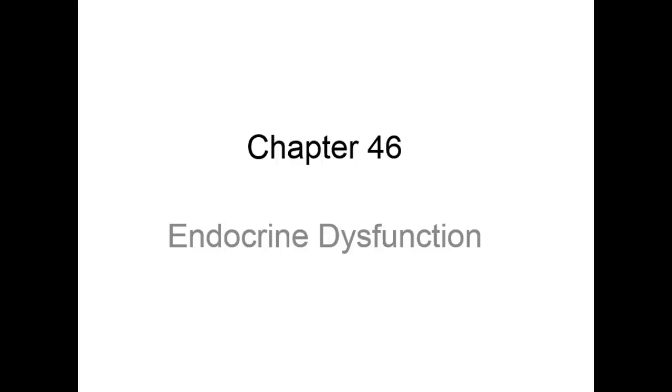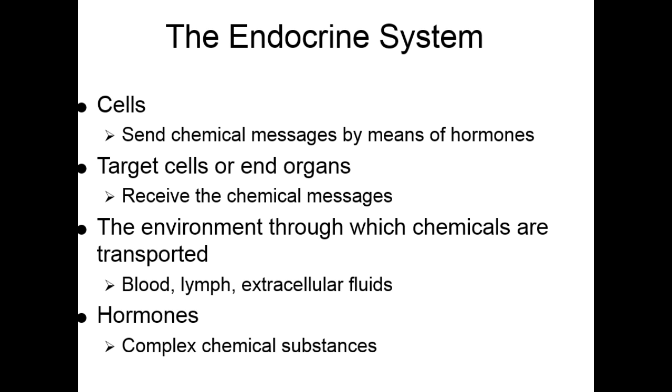This is chapter 46, the endocrine dysfunction. So the endocrine system consists of cells which send chemical messages by means of hormones to the target cells or end organs. The target cells or end organs obviously receive these chemical messages via the hormones. And then there's the environment through which chemicals are transported, meaning blood, lymph, extracellular fluids. A hormone is a substance produced and secreted into the body fluids.